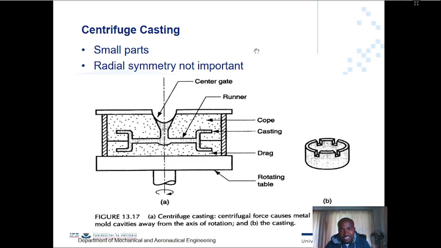So if one is at 90 degrees, the other one should be at 270, and if one is at 0, the other one should be at 180. So you'll have one here, one here, one here, one here, so you'll have 4. But ideally it's just to balance it out. If you can calculate it in such a way that you can balance it, you can get any number of small components that you can cast using this method.